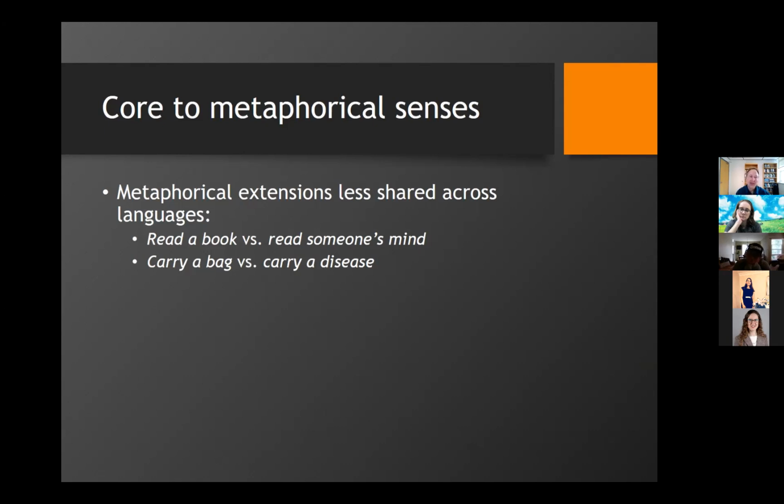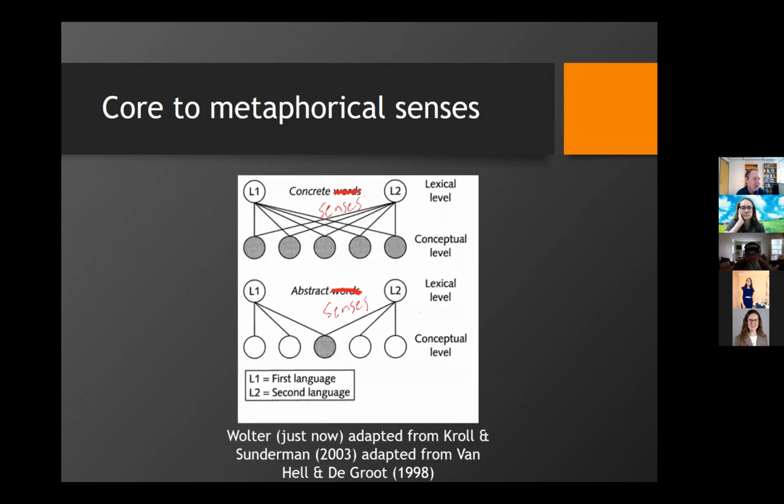So in the first case, we have very concrete usages of these words. But in the second case, we have something that's more metaphorical, and those are less likely to be shared across languages. And that's shown in, I sort of altered this, a model called the distributed features model. This was adapted from Kroll and Sunderman, who adapted it from Annette de Groot. They mentioned that for concrete words, the conceptual level will have lots of similarity with the lexical, whereas for abstract words, you'll have less conceptual similarity. But I would argue that that's also true for concrete words when it comes to abstract senses. When we look at the concrete senses of read, it's going to be pretty shared across languages. But when you look at abstract senses, those are going to be less shared across languages.